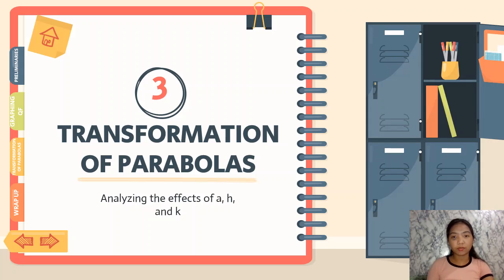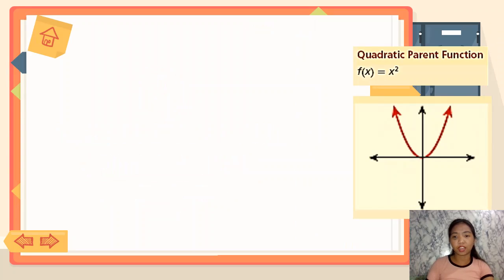Today, I will be talking about transformation of parabolas, that is, analyzing the effects of a, h, and k and deriving the equation of a parabola given a certain condition. Firstly, we have what we call the parent function, denoted as f of x equals x squared, where the vertex is at (0, 0).